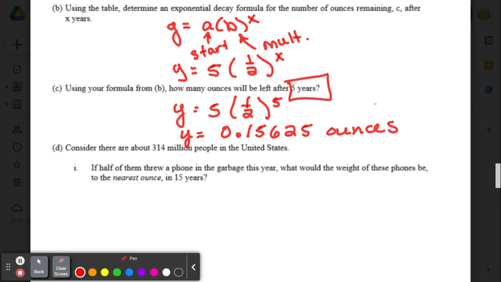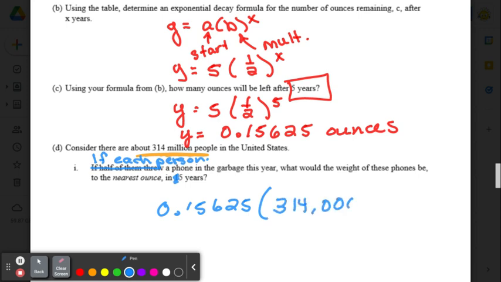Now, let's think about this. There are 314 million people in the United States. So let's just change this. Let's keep it simple. If each person threw one phone away in their lifetime, how much would be left in 5 years? So we have this 0.15625 ounces. And if we multiply it by 314 million people, how much garbage would there be?